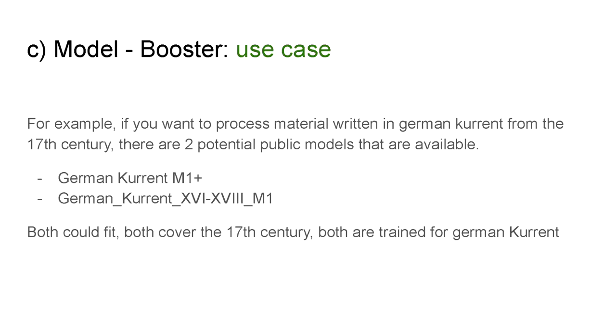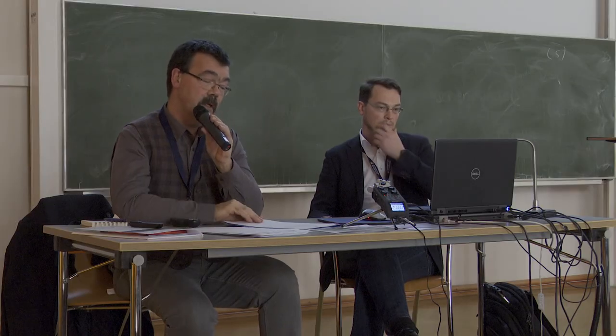This use case is on material from the 17th century. In the public models, there are two models available that could suit my experiment, the German Kurrent M1 plus from the Transkribus team in Innsbruck, and the German Kurrent model of Tobias Hodel. The first one has 1 million words ground truth, the second one 1.5 million words ground truth. They both cover the 17th century, where my material is situated, and both are trained for German Kurrent.